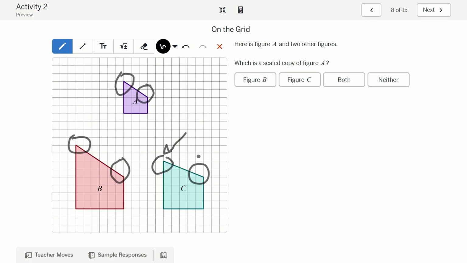So one thing you need to add into your notes: when you do a scaled copy of a figure or shape, all the angles stay the same. So when you make a scaled copy of a shape or a figure, all of the angles stay the same. That should be written in your notebook, ladies and gentlemen. So one more time, when you make a scaled copy of a figure or a shape, all the angles stay the same.